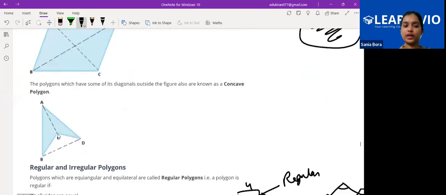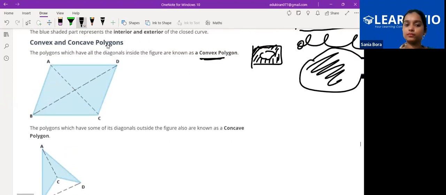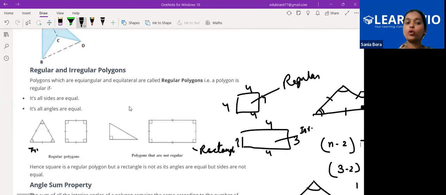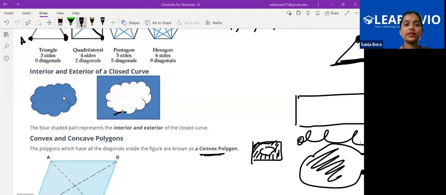So now, interior and exterior. I think we finished it here, right? This one, closed and concave. We finished till regular and irregular polygons. Let me quickly make you understand this. Interior and exterior are of the closed one, right? Interior is basically inside and exterior is basically outside. So this is the interior part and this is basically the outside part, that is the exterior one.